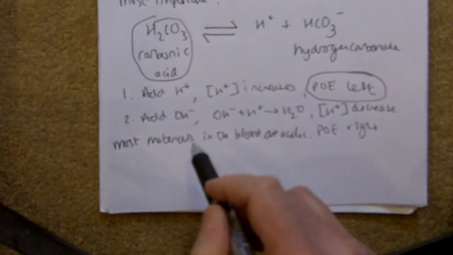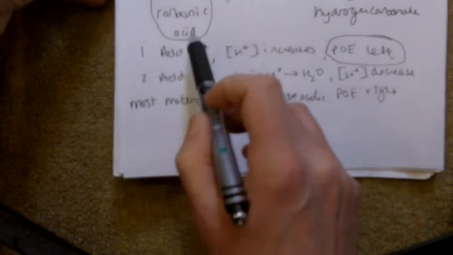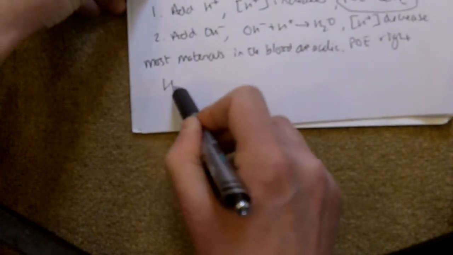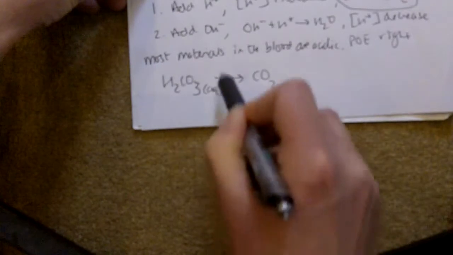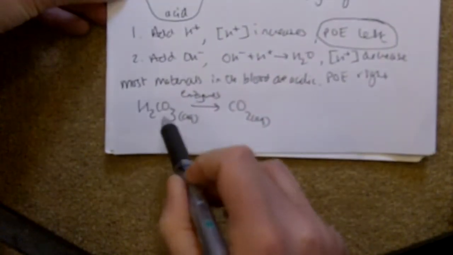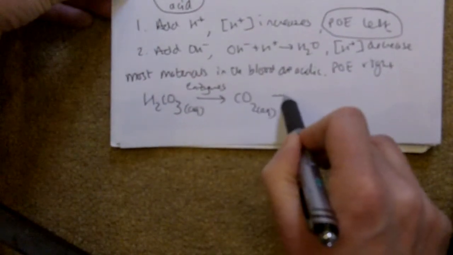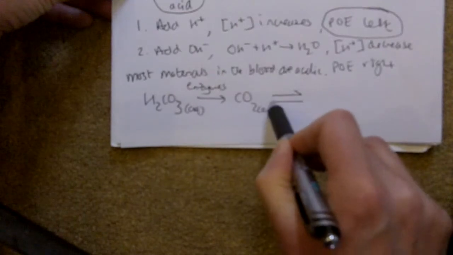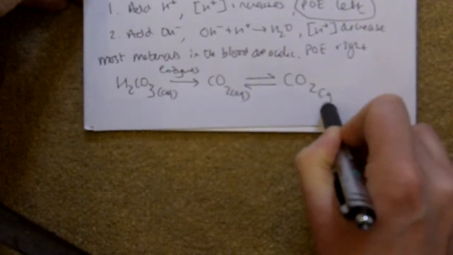And in biology, you do this a lot more complicated, but I'm going to simplify it. If you have carbonic acid, H2CO3, then there are enzymes that can convert this into aqueous CO2. This is a very, very simplified version. Carbonic acid can be converted into aqueous CO2, and then in the lungs, the aqueous CO2 can be converted into gaseous CO2.